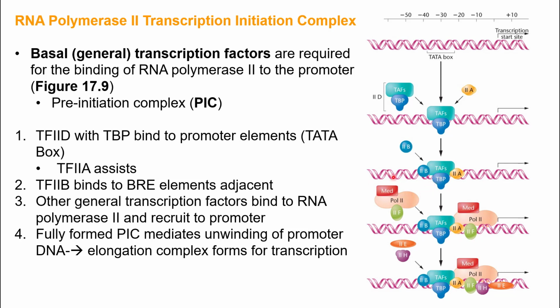Then we have mediator proteins as well as transcription factors that bind to RNA polymerase. They can then bind down on this PIC, right? And when this happens, it basically clamps in and holds this polymerase in place. And what you should imagine is this is causing the DNA to bend over a little bit and create this fully formed PIC that then mediates the unwinding of the promoter DNA and then the elongation to occur.